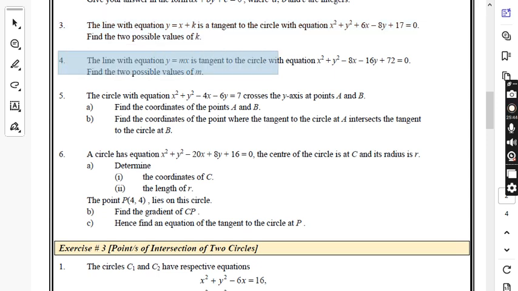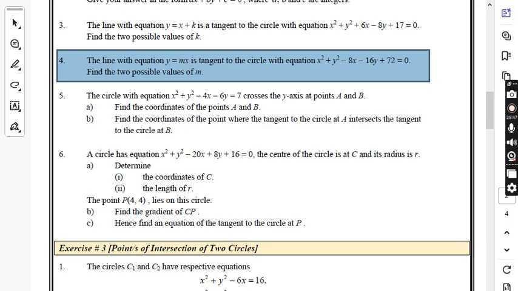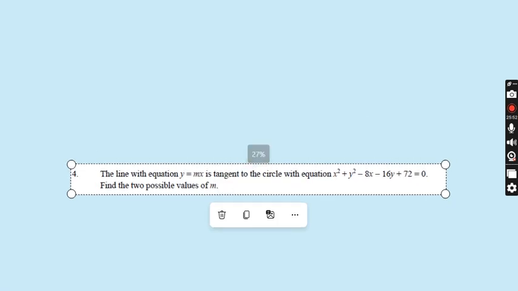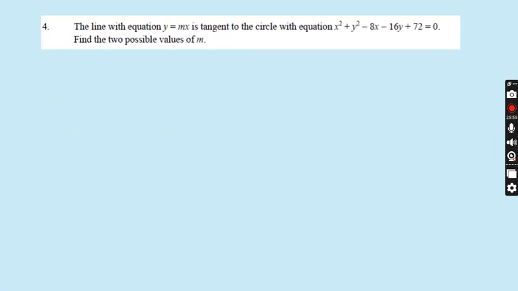Next, question number 4. The same question like question number 3. The line with equation y is equals to mx is a tangent to the circle x square plus y square minus 8x minus 16y plus 72 is equals to 0. Find the two possible values of m. The same strategy we will be using.